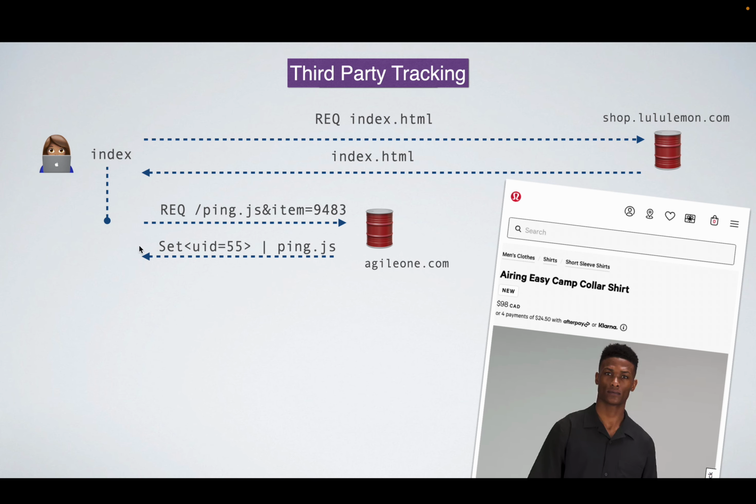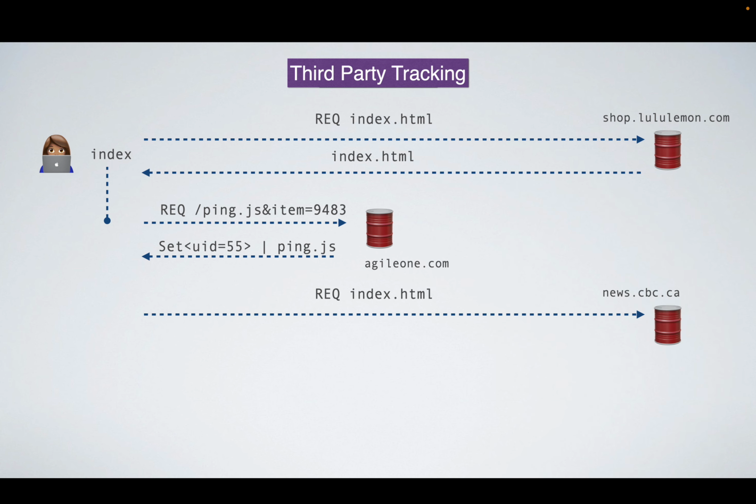Now, I'm going to ask the user to set a cookie. So I don't know who this user is, haven't seen them before. I'm going to say UID equals 55, and I'll send them back the JavaScript, which is what they were asking for. Okay. Later, what will happen is I'll go to CBC.